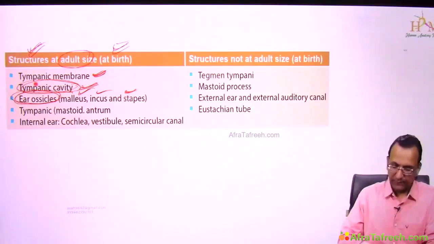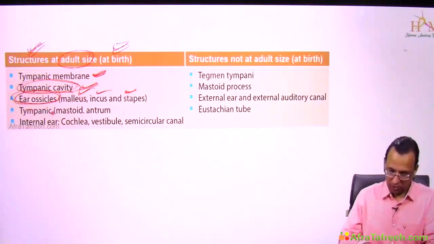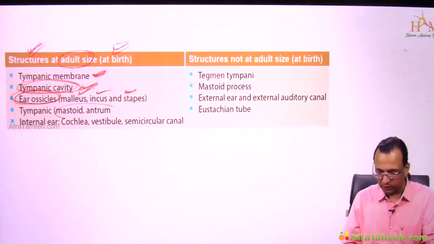Remember, the tympanic cavity, the middle ear cavity, has a lateral wall, the tympanic membrane, and it has contents, malleus, incus, stapes. They are all adult size at birth. And also the mastoid antrum.